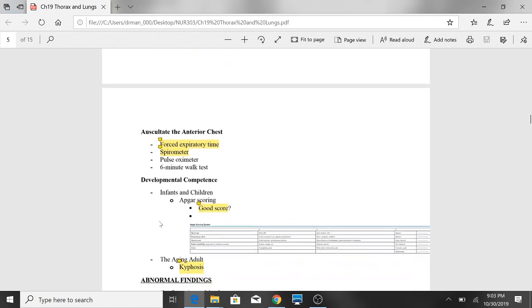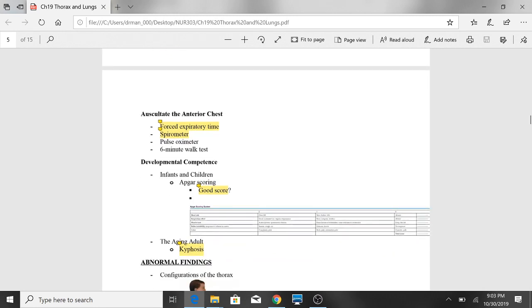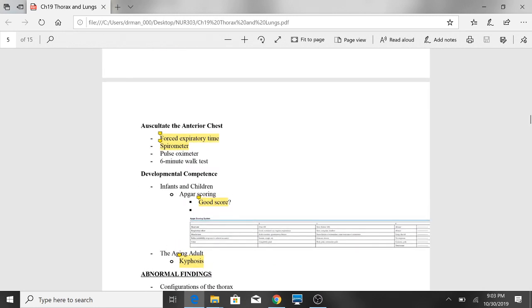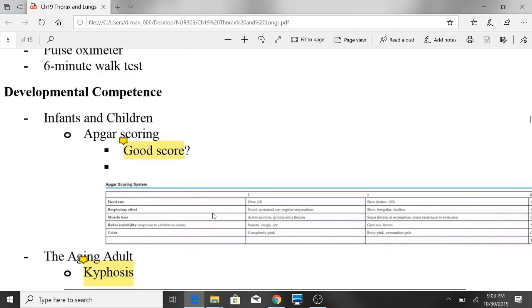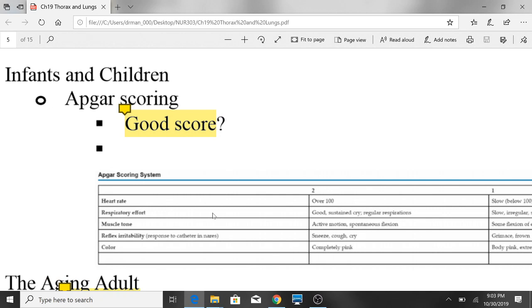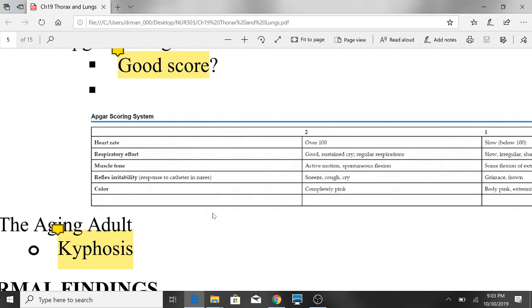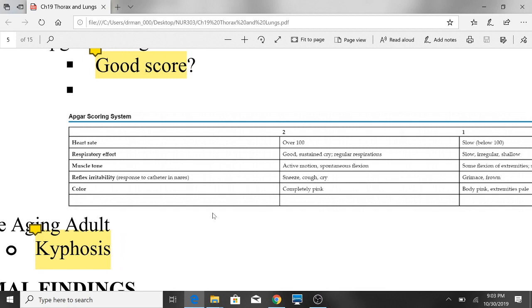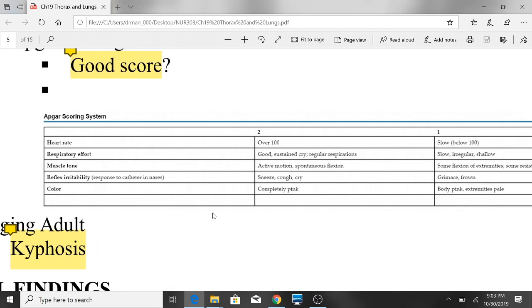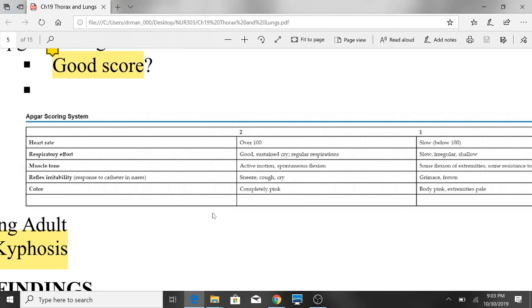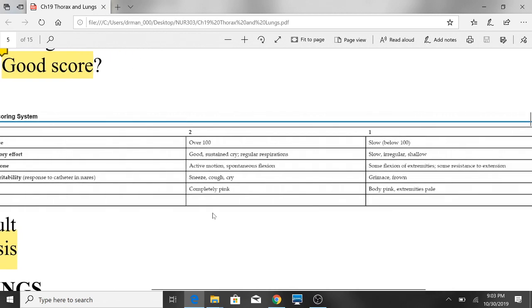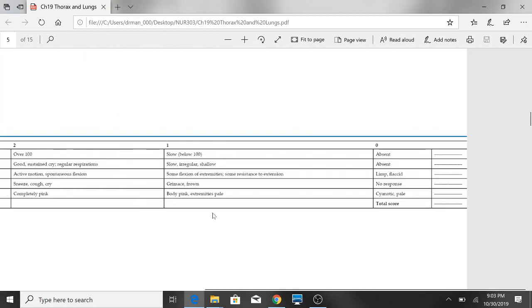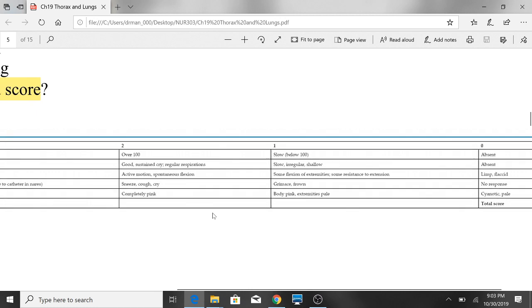Then we go into developmental considerations in infants and children, the APGAR scoring. A good score is 7 to 10, anywhere between that. Zoom in on this if we can. APGAR scoring looks at heart rate, respiratory rate, muscle tone, reflex irritability, and color. If heart rate is over 100, it's 2. If it's under 100, it's slow. And if it's absent, obviously 0.